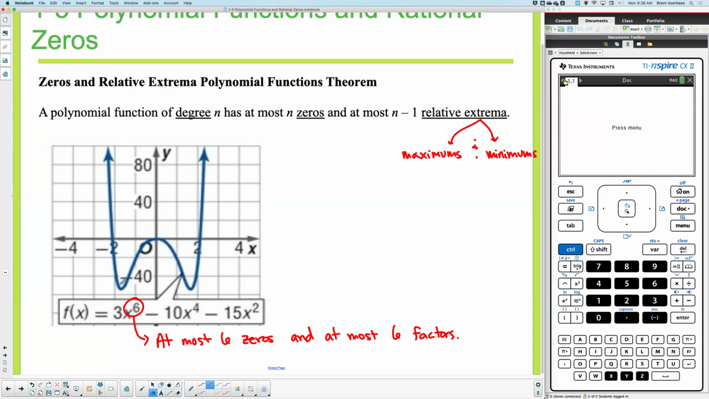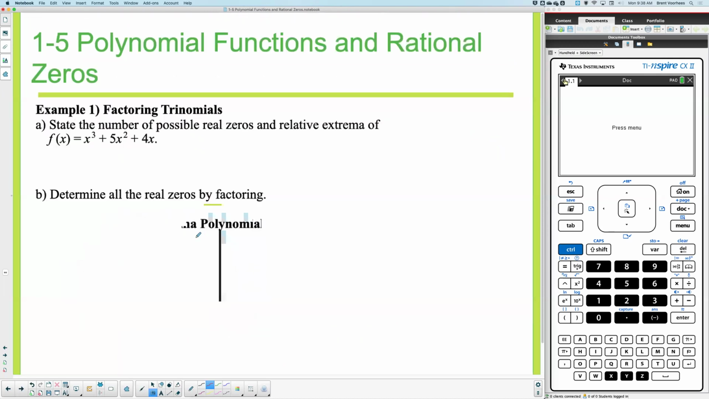To get to a second zero, the graph has to turn. Now this graph in particular, how many zeros does it actually have? 3 zeros, which means we'd only have 3 factors. We're going to learn that some of the factors have a power attached to them. Okay, so now let's start through this first problem here.